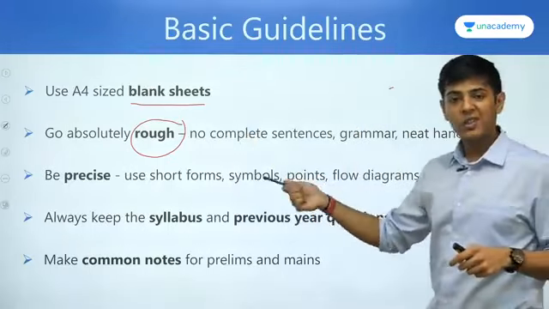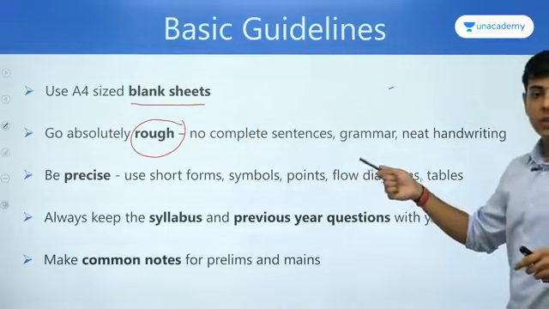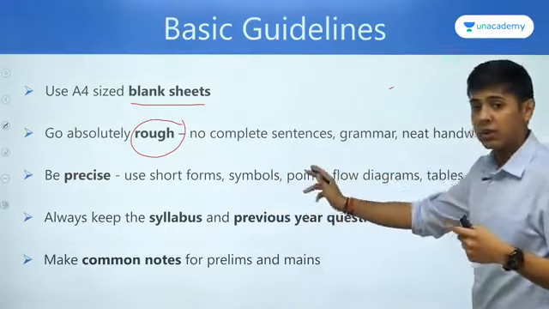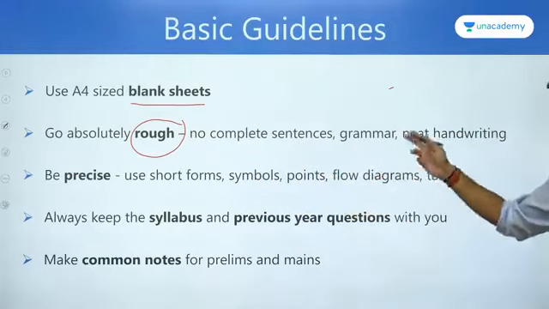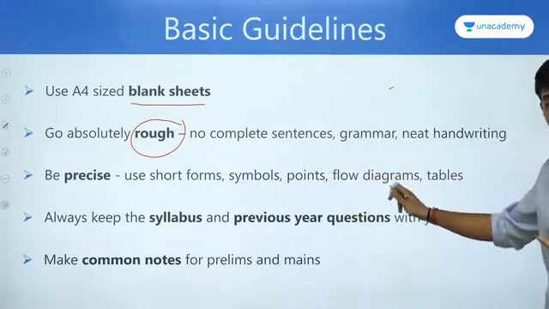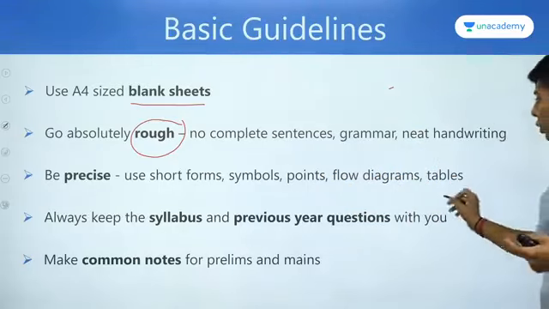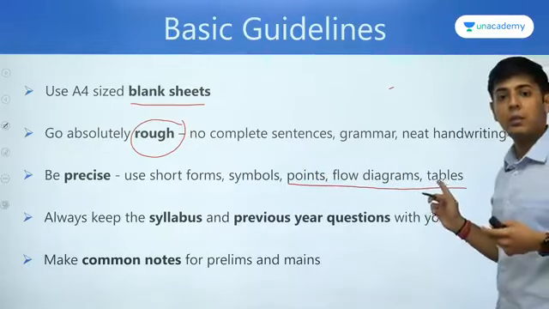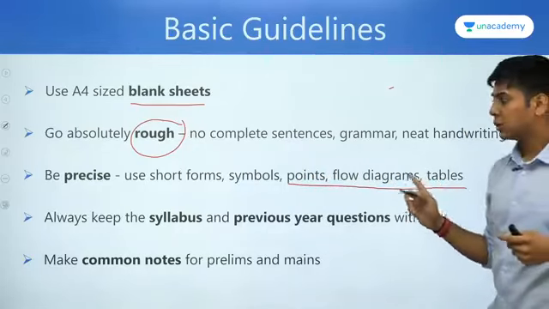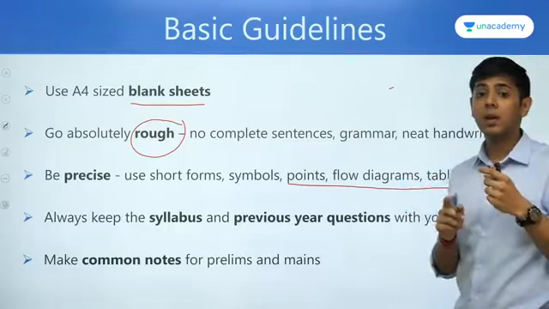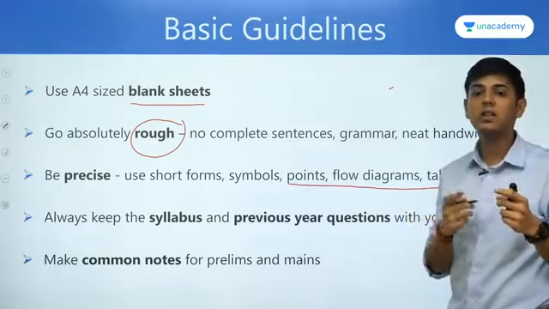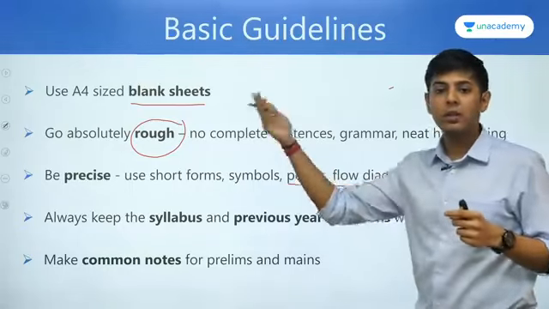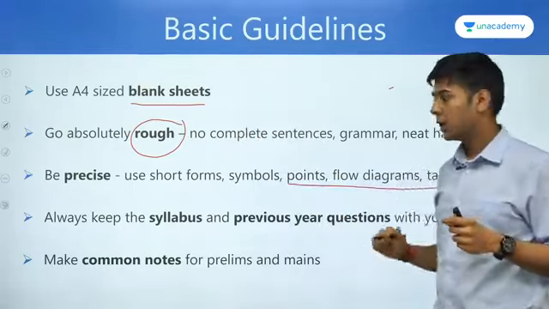Third of all, you be precise. So how can you be precise? That is, how can you prepare short notes? You use short forms, you use symbols, you use points. Naturally, you have to use points. You use flow diagrams, you use tables. All these things, points, flow diagrams, tables, are going to be part of your answer writing as well. So that is why I said that notes are a reflection of your answer writing, the nursery where you develop your answer writing skills. So these help you to be precise and then make short notes.